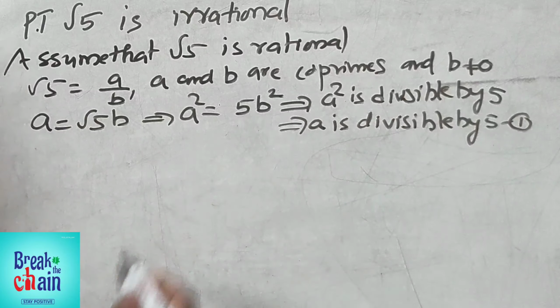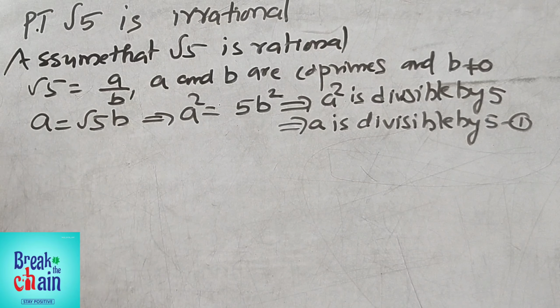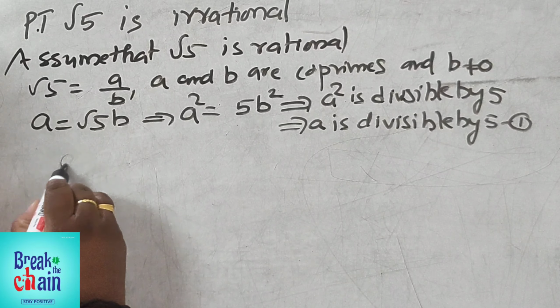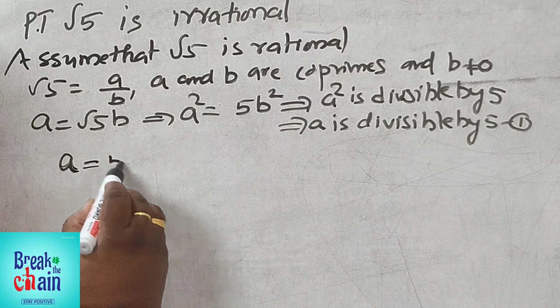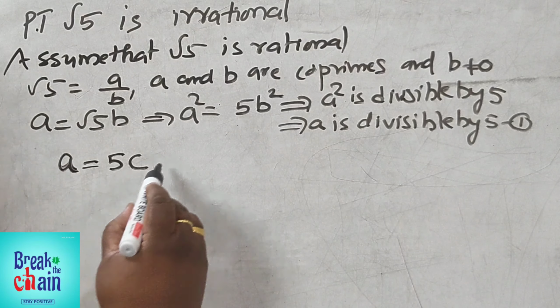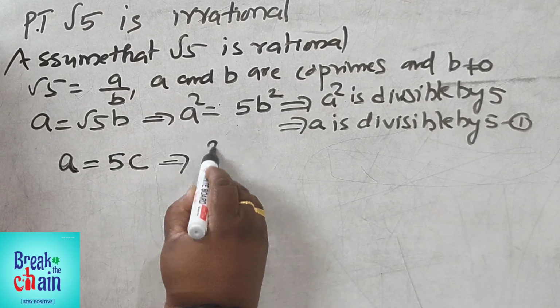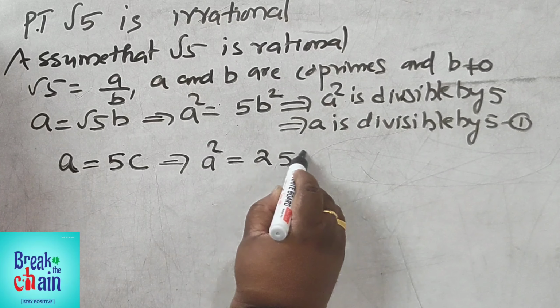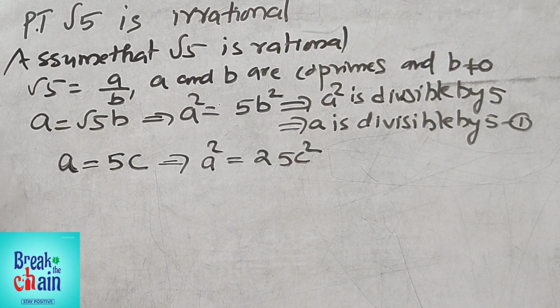Put that as equation number 1. If A is divisible by 5, we can write A as what? We can write A as a multiple of 5. That is A is equal to 5C. Now we can square that. A square equals 25C square. 5C the whole square, that is 25C square.